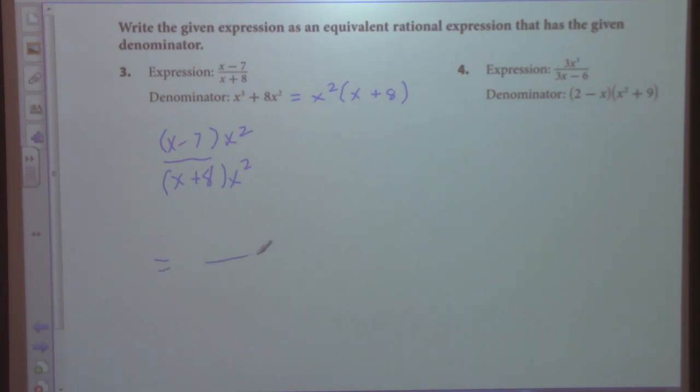In the denominator we have x cubed plus 8x squared. And what are we going to do with the numerator up here? We can distribute, right? So we get x cubed minus 7x squared. So this is going to be our number 3 rewritten with this denominator here.